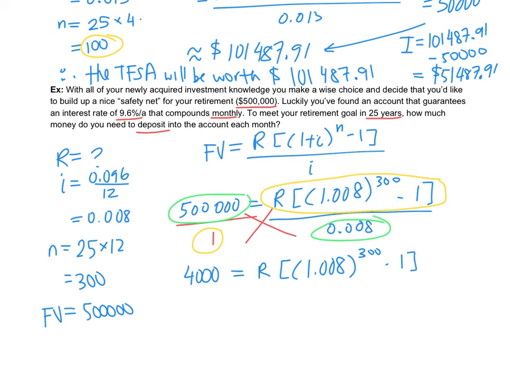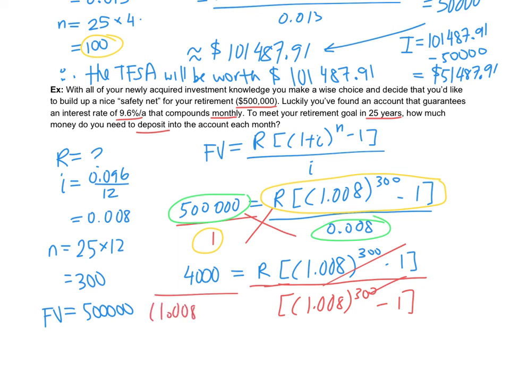And now I need to isolate for R. This whole section is going to be some sort of number. I don't want to turn it into a decimal because I lose accuracy. So I'm just going to divide both sides by that entire giant bracket. And that way these cancel out, but whatever I do to one side, I must do to the other side.